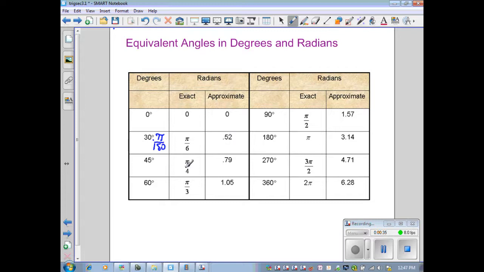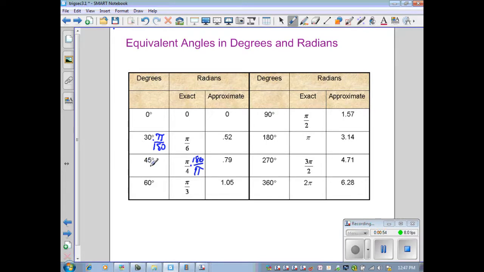Then all they need to do to go back from a radian to a degree is multiply by 180 over pi and then simplify. The pi's would cancel out. 180 divided by 4 simplifies back to 45 degrees.